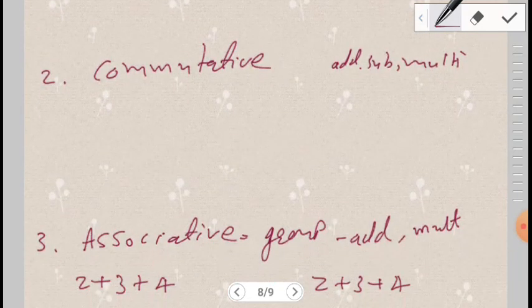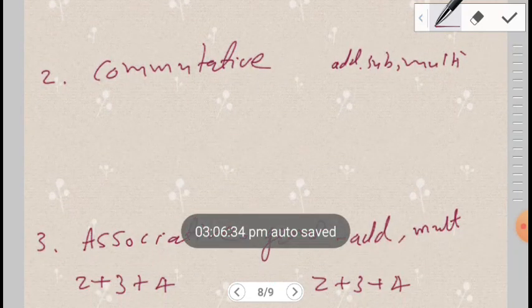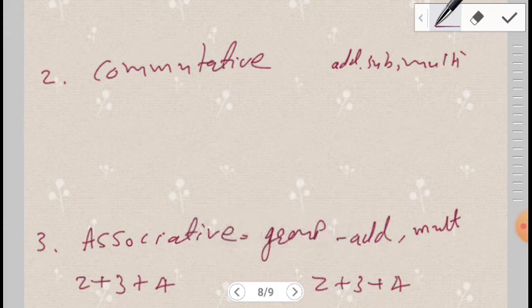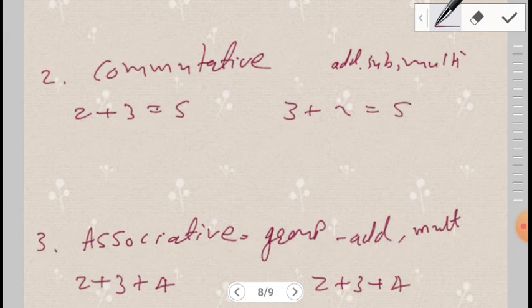Then after that, commutativity. In the commutative property, we will try to add the numbers 2 plus 3 or 3 plus 2. So 2 plus 3 is 5 and 3 plus 2 is also 5. There is no difference by changing its order or sequence.